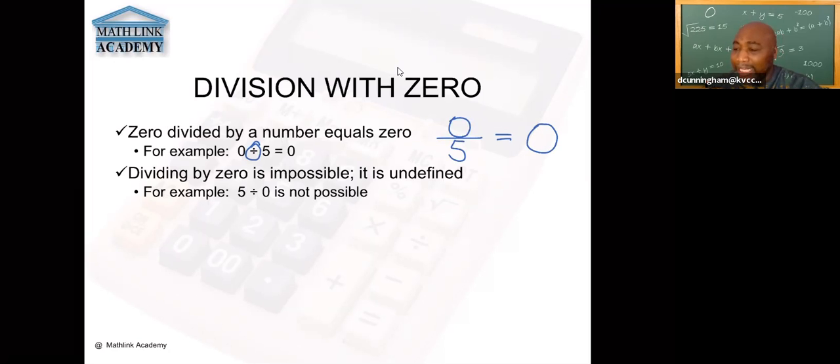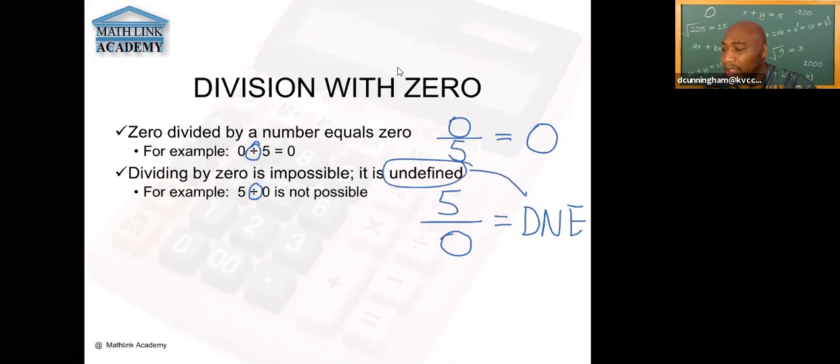Now, dividing by 0 is impossible, and we say it's undefined. So if you see an example of 5 divided by, notice I'm circling that division sign, 0, it's not possible. So 5 divided by 0 does not exist. It's undefined. You can say DNE, which means does not exist, or you can write down the word undefined next to it. Either way, you're good. Remember, dividing by 0 is impossible. 0 cannot be on the bottom. 0 cannot be your divisor.